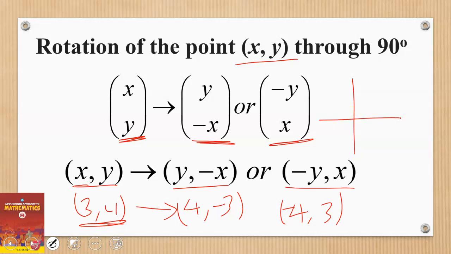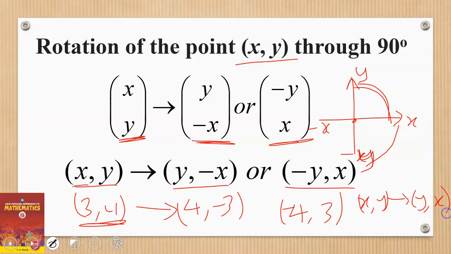When you draw a Cartesian plane, which of course you've heard of from basic 7 and basic 8, we know that the Cartesian or coordinate plane has the y-axis here and the x-axis here, with negative y here and negative x here. Now, if a point is rotated clockwise through 90 degrees, that means y will come to x and x will go to y. So if the point is (x, y), it will become (y, x), because they interchange their positions.